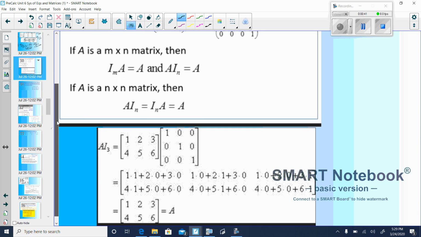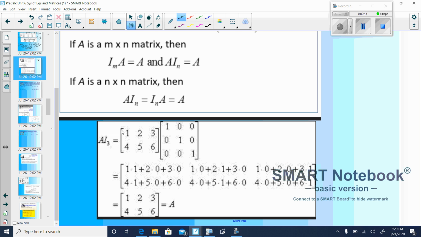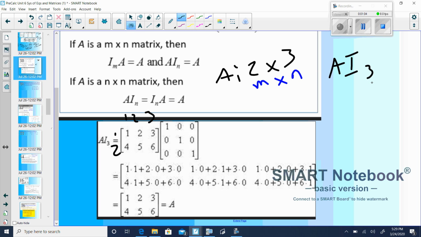All right, what does that mean for us? So right here, we have 1, 2, and 1, 2, 3. So A is a 2 by 3 matrix. 2 by 3 is not the same size, so that's not an n by n. And we have times I sub 3 right there. So that would be the equivalent of an I sub n.